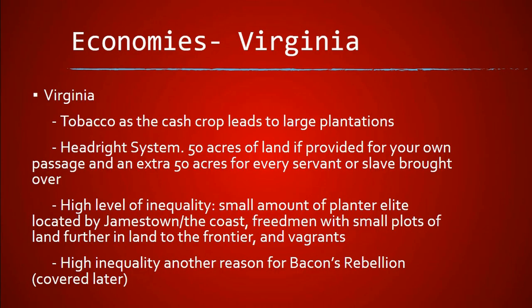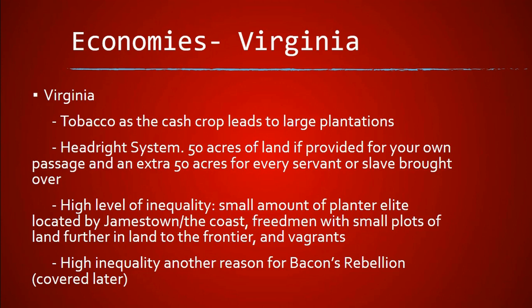Okay, let's next take a look at local economies. In Virginia, tobacco becomes a huge focus, along with the headright system. Both of these lead to large plantations. The headright system was a way to reward people who brought over servants. So if you were able to pay your own way across the Atlantic, you got 50 acres of land.